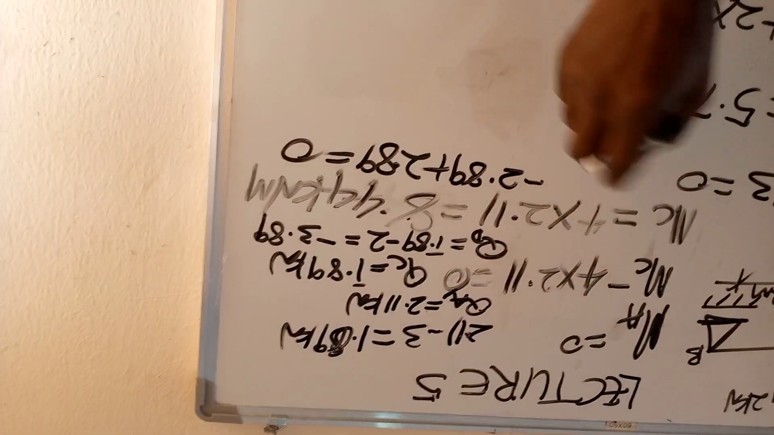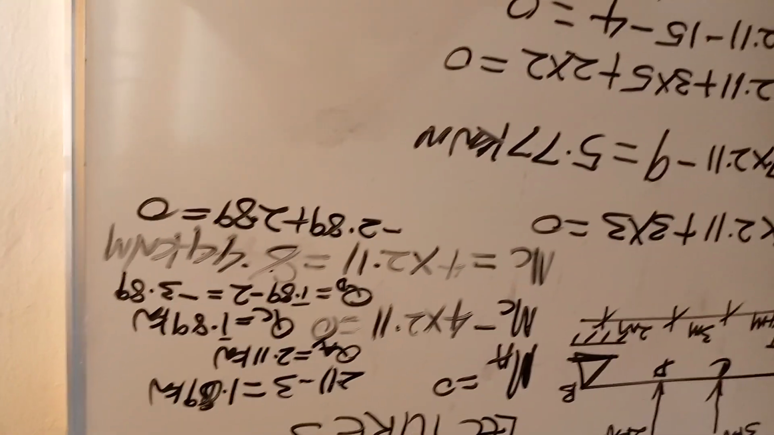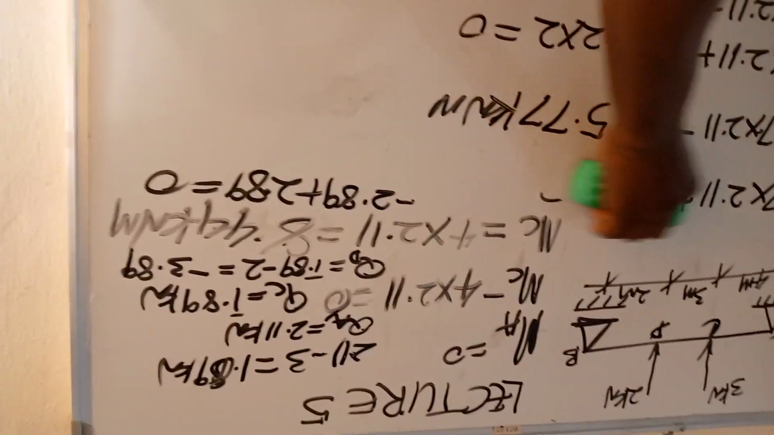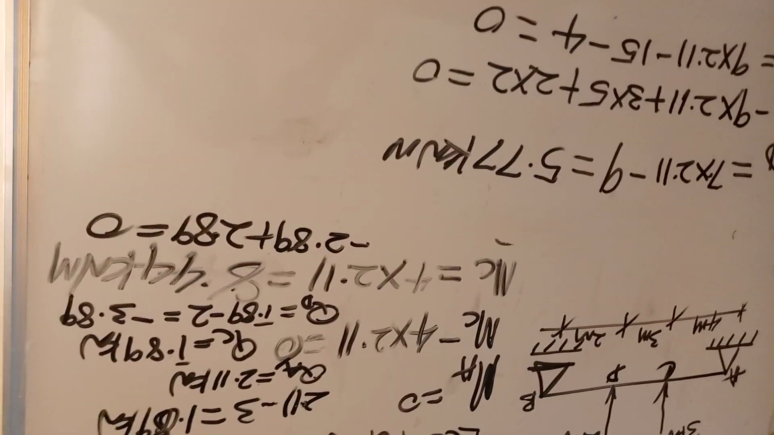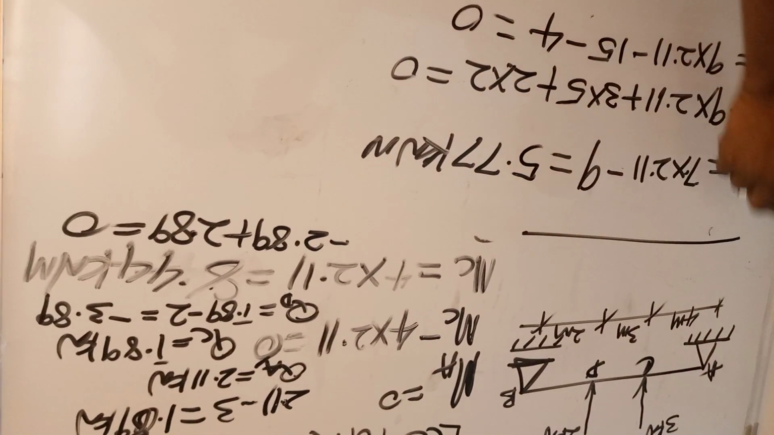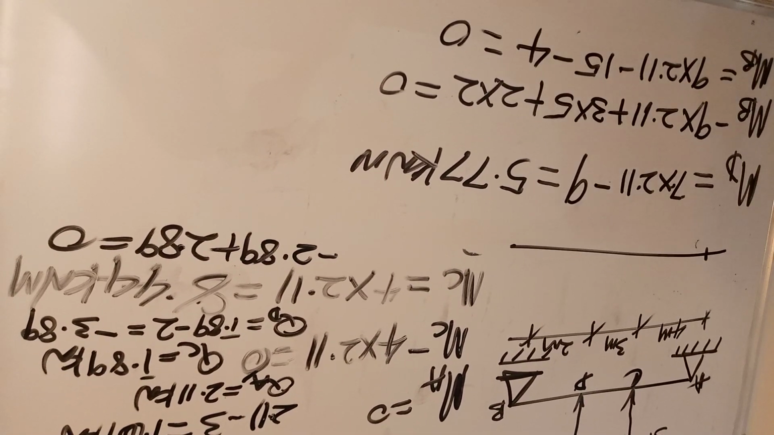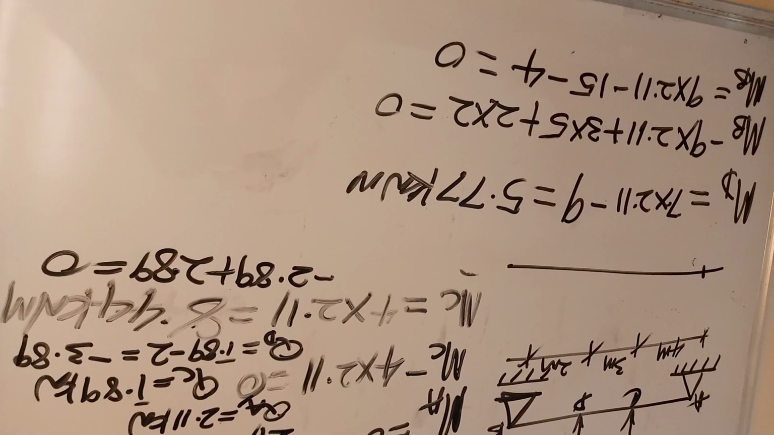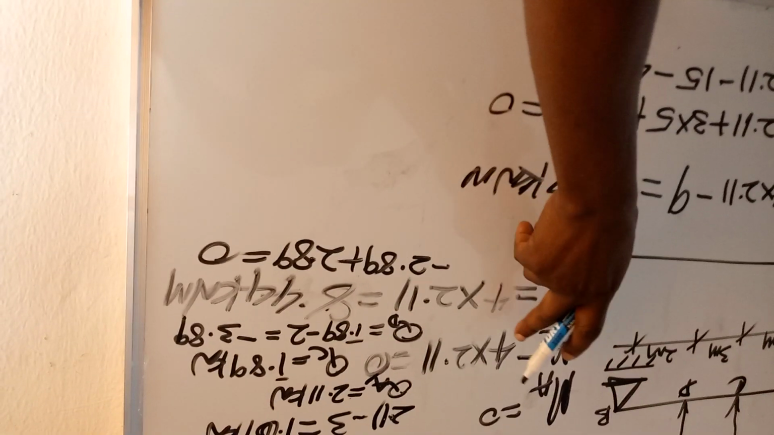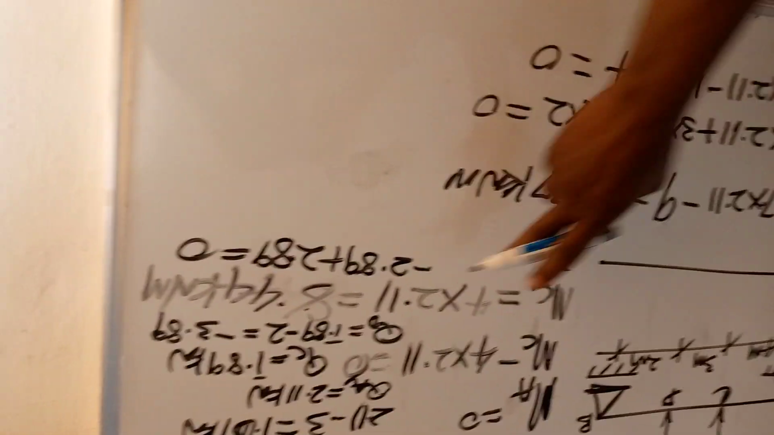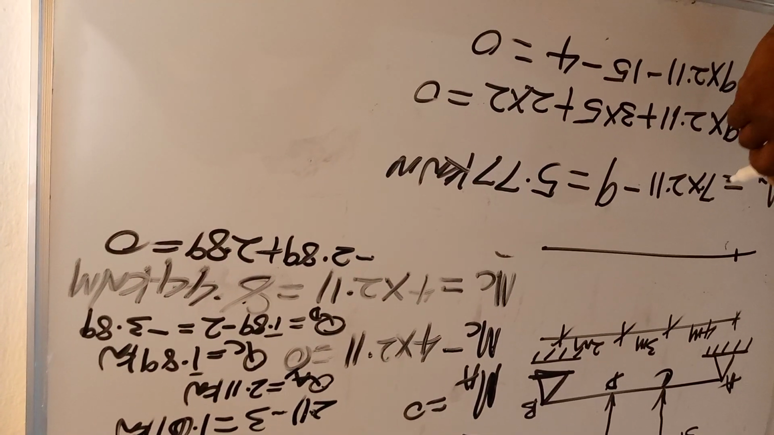Now let us get the bending moment diagram. The bending moment diagram will look like this. It is a graph of bending moment against distance. At A, the bending moment is 0. At C, the bending moment was 8.44, which was positive.